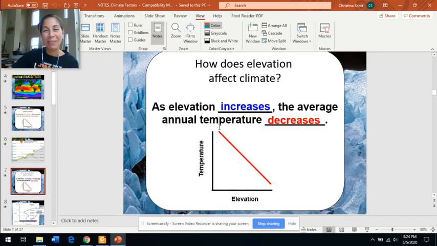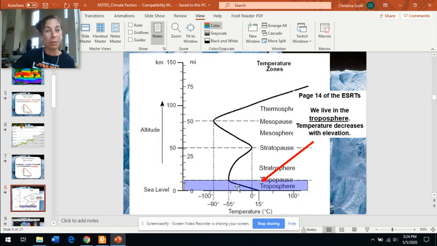How does elevation affect climate? So again, another indirect relationship. As your elevation gets higher, your temperature gets colder. And if we would use the reference table, which we don't have to right now, right here is the part that matches that information. As your altitude increases, your temperature definitely drops, in the troposphere.